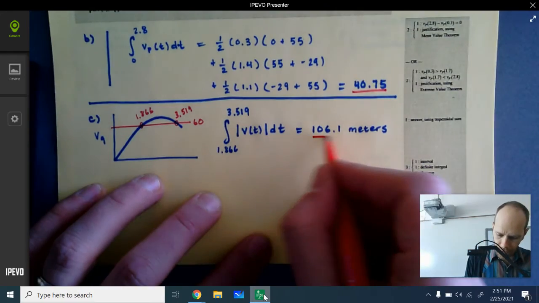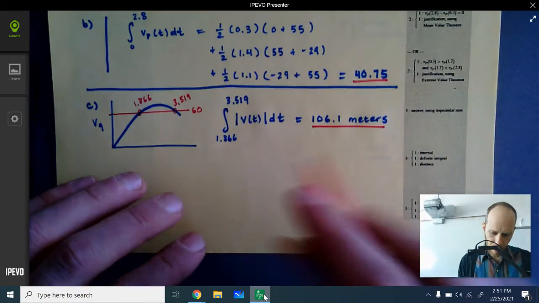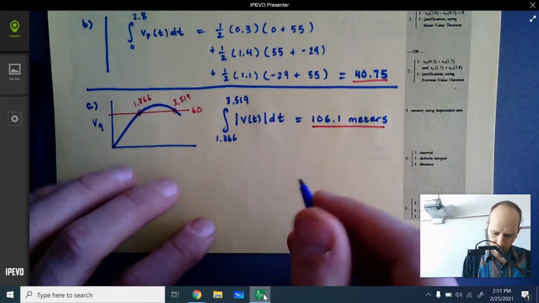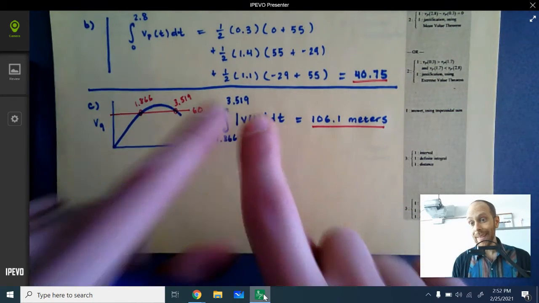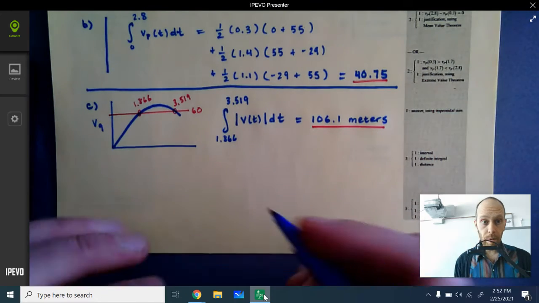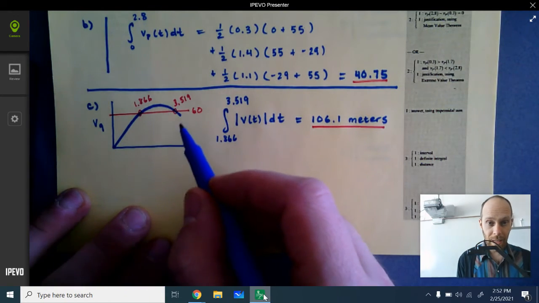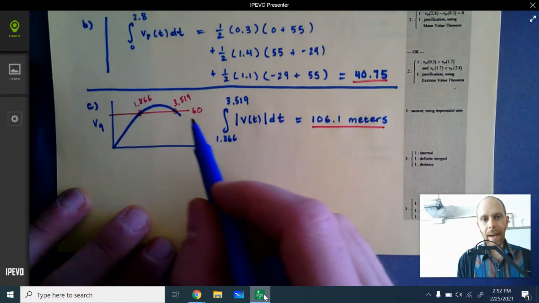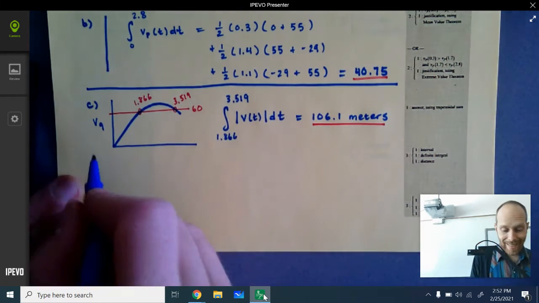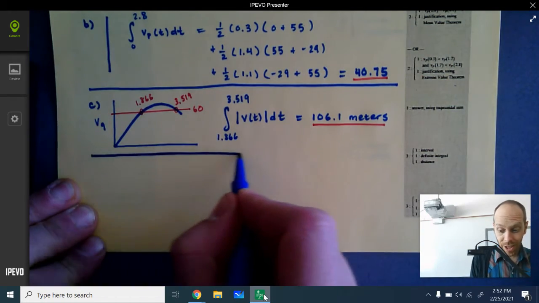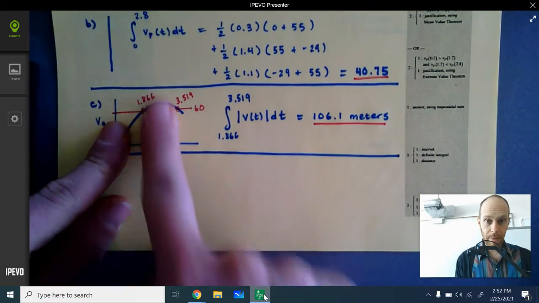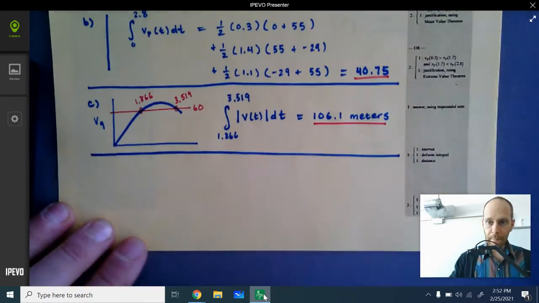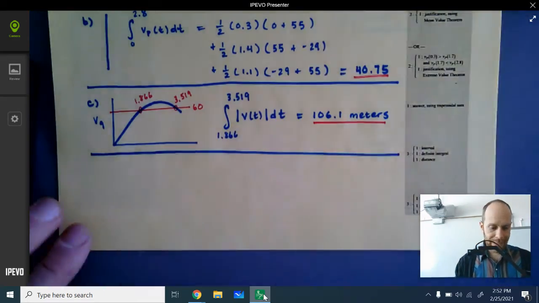Okay, there's your answer. Now, question. Could you have also just removed the absolute value? Do they have to be there? The answer is that in this case, no, you don't need them, because see that the velocity is always positive. So the distance traveled and the displacement are actually the same on this little interval because our velocity is always above 0.